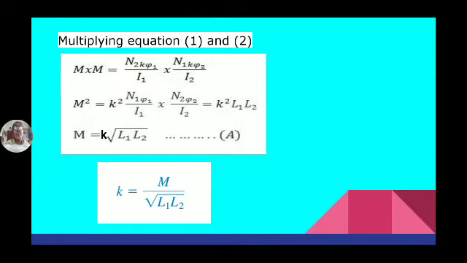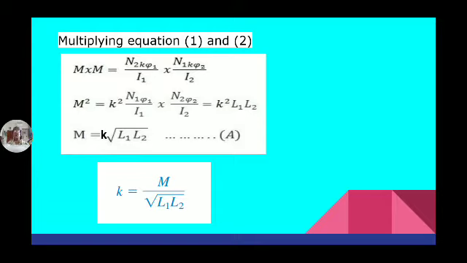And what are the units for K? There are no units for K. The ratio of two similar quantities is always a constant with no units, because mutual inductance is measured in henries, and L1 and L2 are also measured in henries, so henries by henries get cancelled. So there are no units for the coupling coefficient. And what is the value of the coupling coefficient? It is always less than 1.